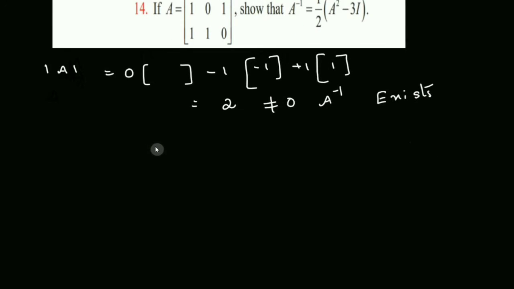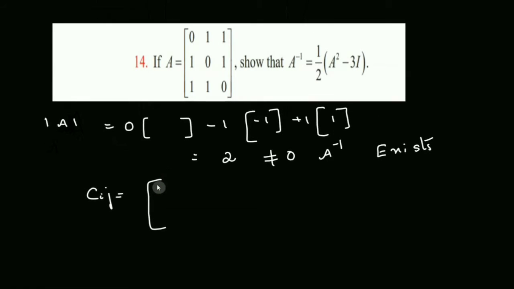Now we have to find the adjoint of A. For that, let us find the cofactor matrix of A. For the first element, A11, it is 0 minus 1, so I'll write minus 1. The second element is 1, the third is 1, then 1, minus 1, 1, then 1, 1, minus 1.